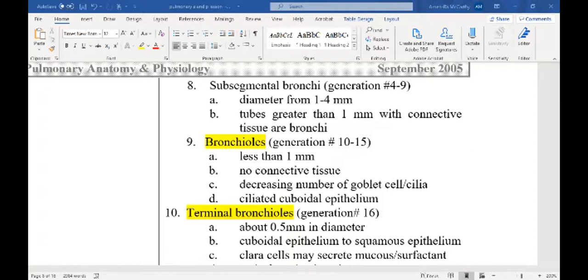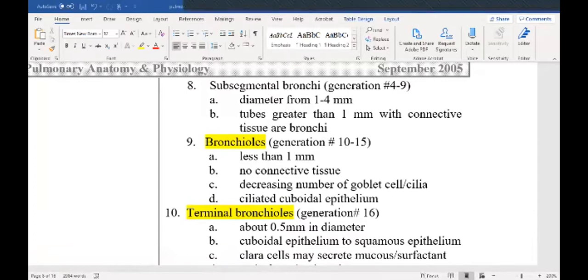They have no connective tissue, have a decreasing number of goblet cells, which we'll learn what those are tomorrow. But they're less than 1 millimeter. And then we get to the terminal bronchioles, which is the last step of the conductive airway. Terminal bronchioles is the last stop before we get to the land of the parenchyma. How large is the diameter of the terminal bronchiole? So it's about 0.5 millimeter in diameter, and we still haven't gotten to the magic.